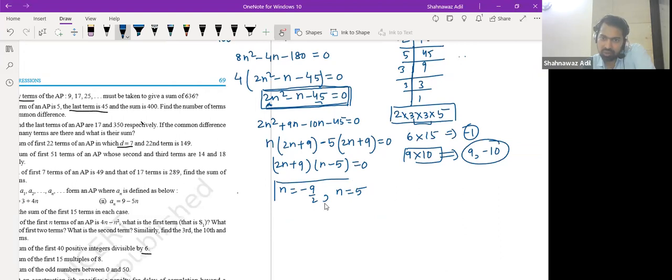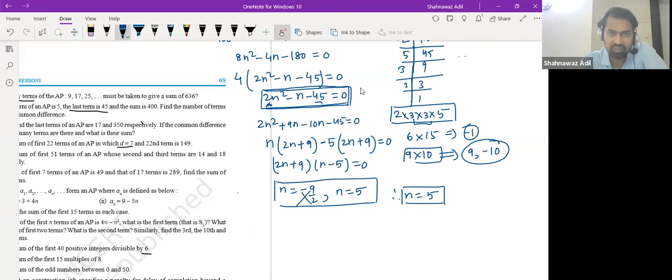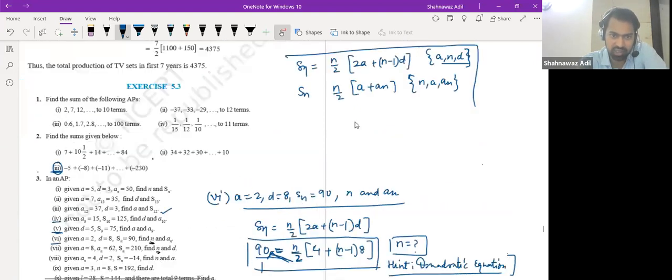So from the AP point of view, which is possible and which one is not possible? The number of terms, n equal to 5, is possible. This is not possible, right? So this is discarded, because it's a fraction. n is 5.